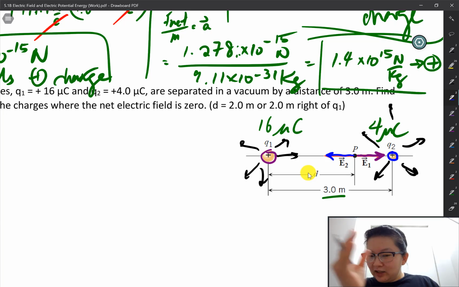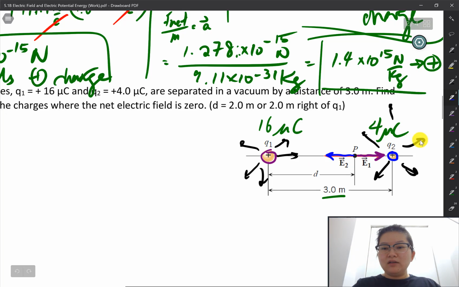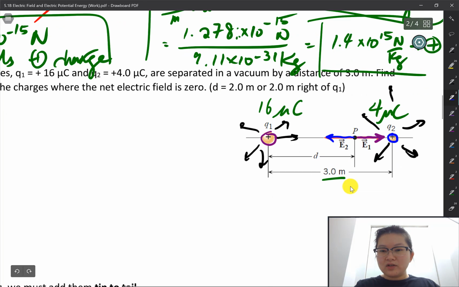And notice that it's a little bit closer to the 4 microcoulomb charge as opposed to the 16 one, since the electric field due to both is directly proportional to the charge and inversely proportional to the distance squared. A smaller charge means that the field is not going to be as strong at P, so it needs a little further distance from the stronger charge, a little bit closer to the weaker charge, for the two fields to be the same.